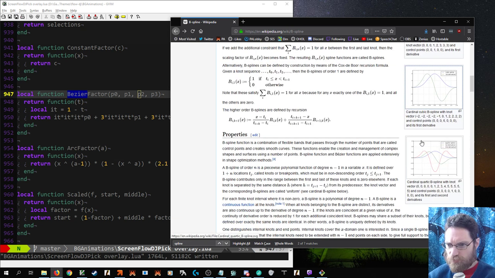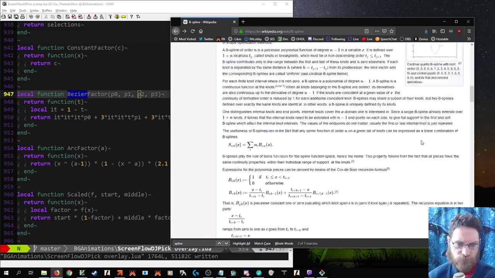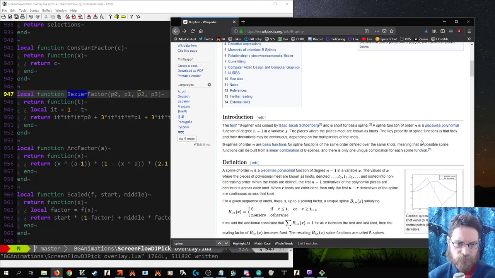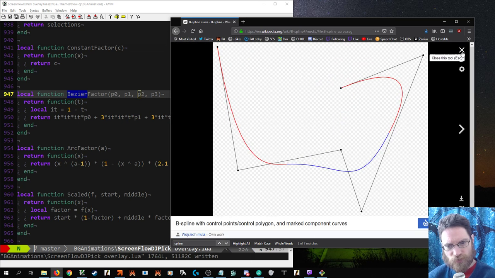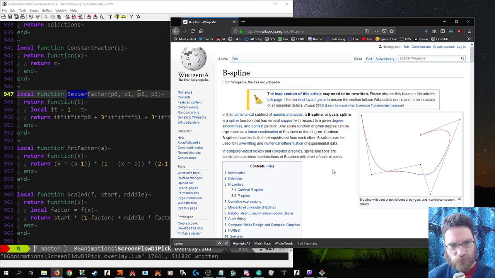It's not clear how the knots relate to the control points. Control points, control polygon and marked component curves. Yeah, so this feels like an assemblage of B-splines. I want to see the data for this one, actually. Admittedly, it's a two-dimensional curve, whereas those are kind of one-dimensional curves.